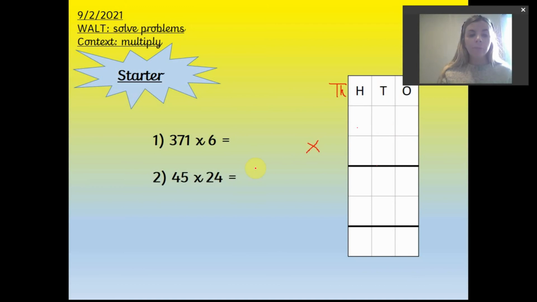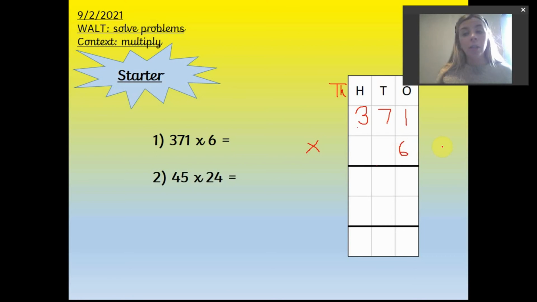So if you are drawing this in your book and you're doing it alongside me, make sure you do it with me because it's really, really helpful. If you do just want to watch, that's absolutely fine, but it does sometimes help when you do it alongside your teacher, okay? Now let's put our numbers into our column, 371, and we're multiplying that number by 6.